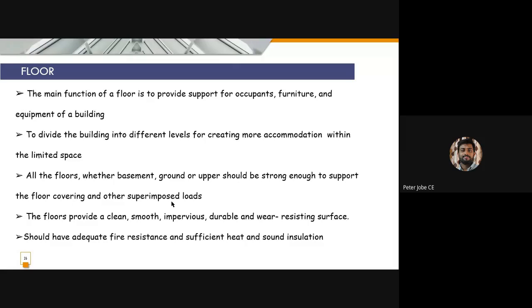It should have sufficient fire resistance and sufficient heat and sound insulation. Suppose a fire hazard happens, the basic thing is we need to rush the occupants out of the building. At that time, a floor should be strong enough that it is not affected by fire. The main problem with wooden floors is that once a fire happens, it will be very difficult for the occupants to move out. That's why nowadays no one is using wooden floors. If we look into our old buildings, most of the floors would be wooden, especially on the second or third story. But that's too dangerous in case of a fire hazard.